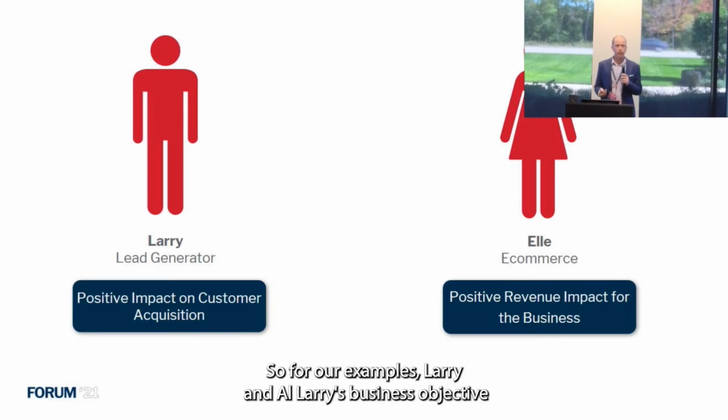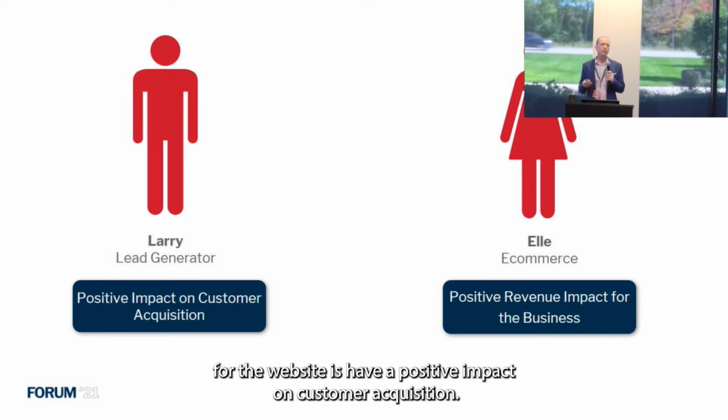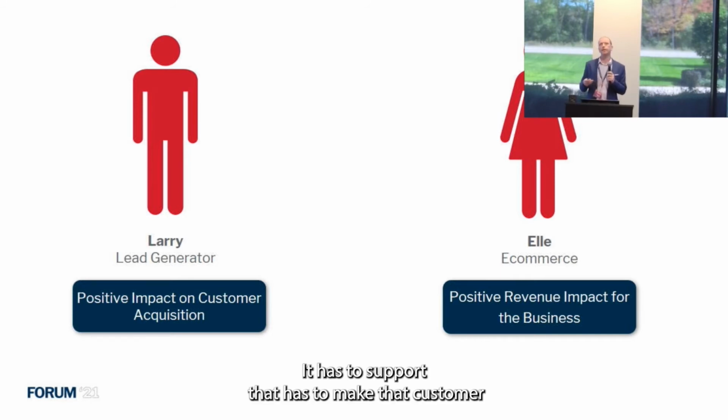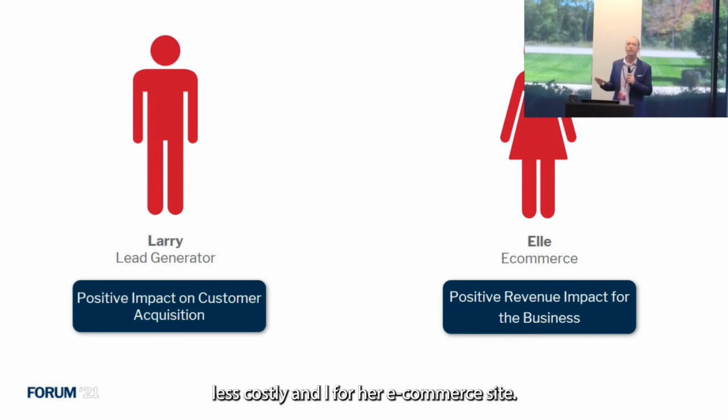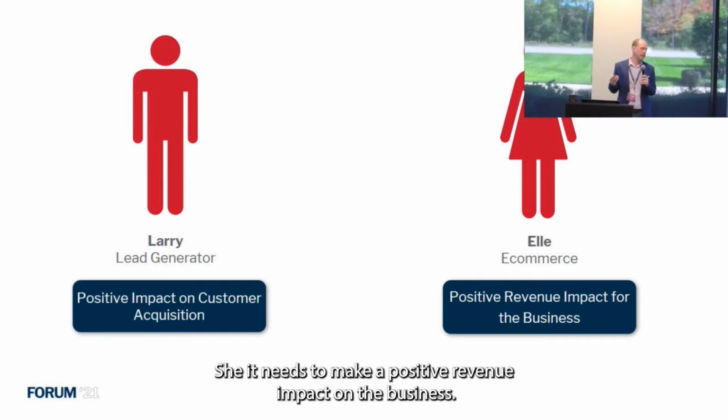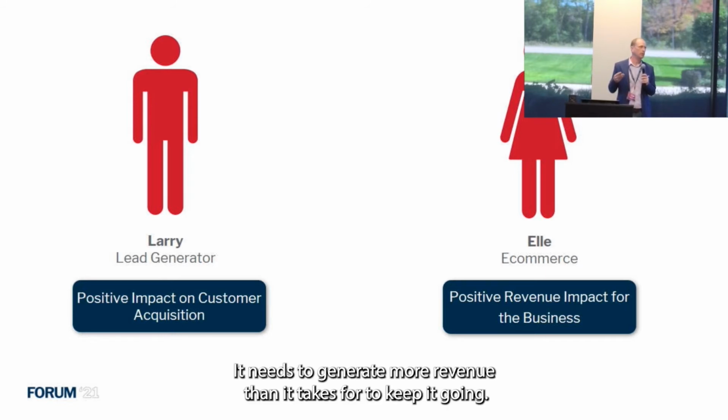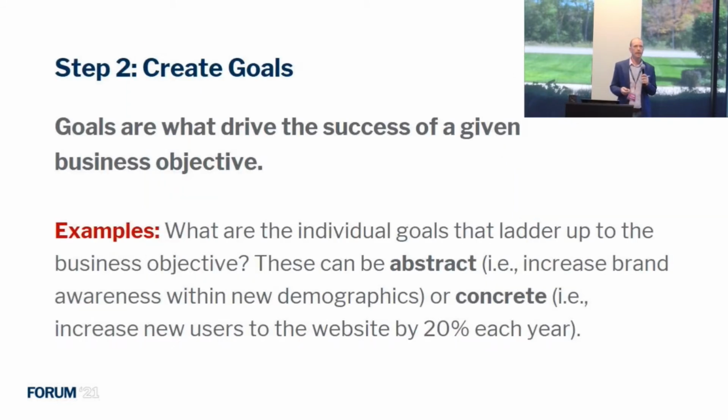So for our examples, Larry and L, Larry's business objective for the website is to have a positive impact on customer acquisition. It has to support that. It has to make that customer acquisition process easier, more efficient, less costly. And L, for her e-commerce site, it needs to make a positive revenue impact on the business. It needs to generate more revenue than it takes to keep it going.